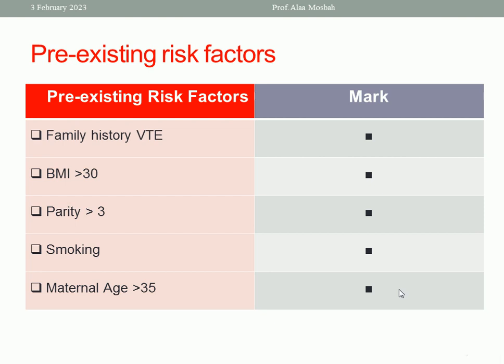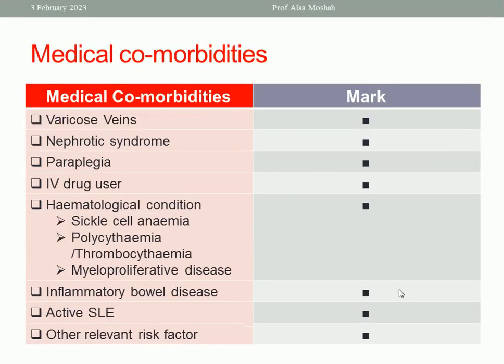What about comorbidities? Medical comorbidities, including nephrotic syndrome, varicose vein, paraplegia, intravenous drug user, hematological problems like sickle cell anemia, polycythemia, thrombocythemia, myeloproliferative disease, inflammatory bowel disease, systemic lupus, the active one, or other relevant risk factors. If any of these are positive, we put a mark here.